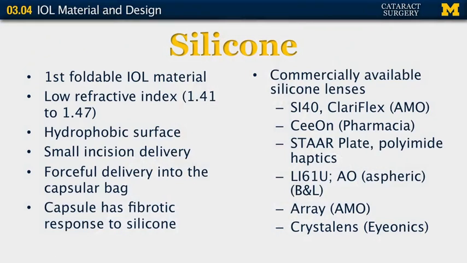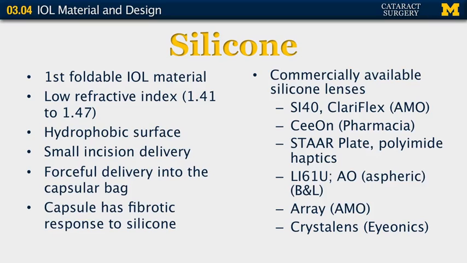There are several commonly used lens materials in use today. Let me first speak about silicone. Silicone was actually the first foldable intraocular lens material available. Again, it has a low refractive index, very close to the natural human lens.